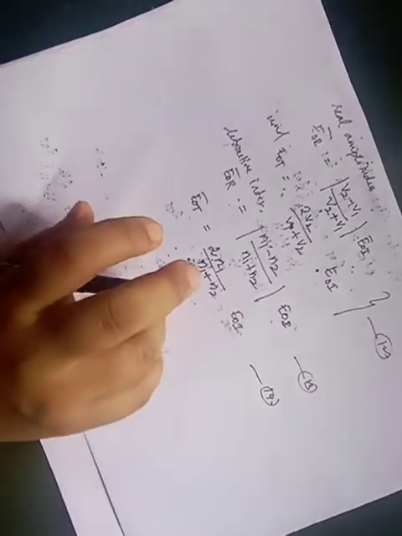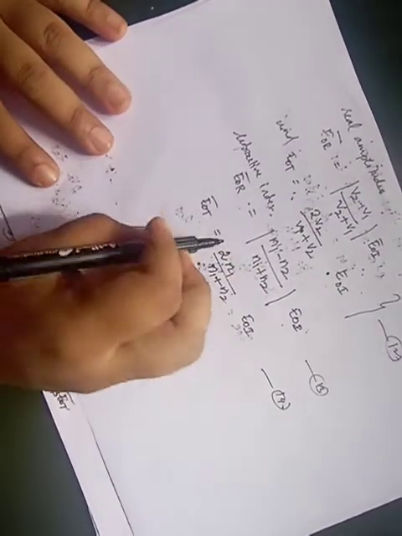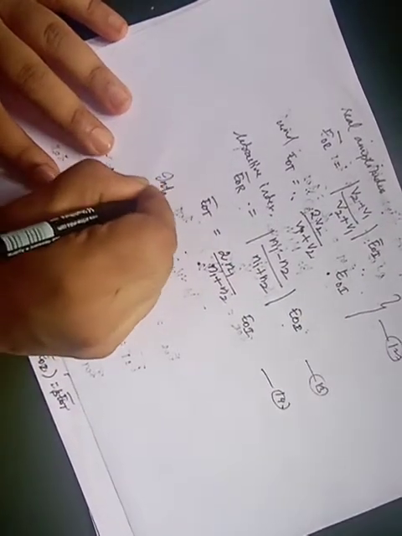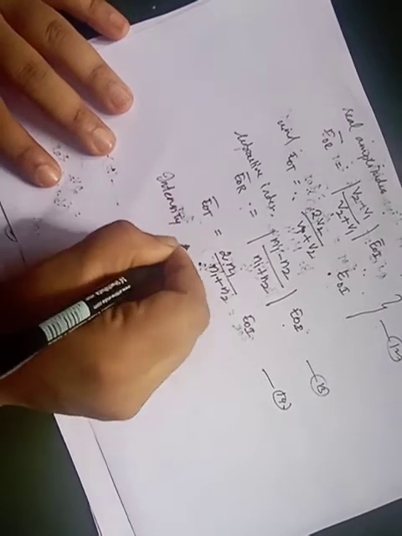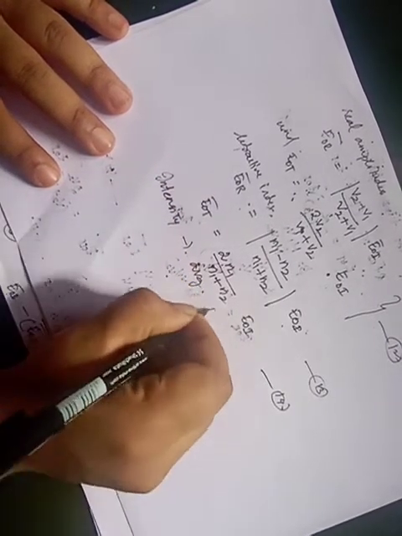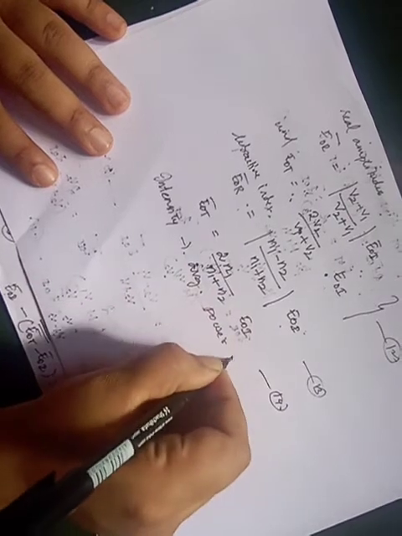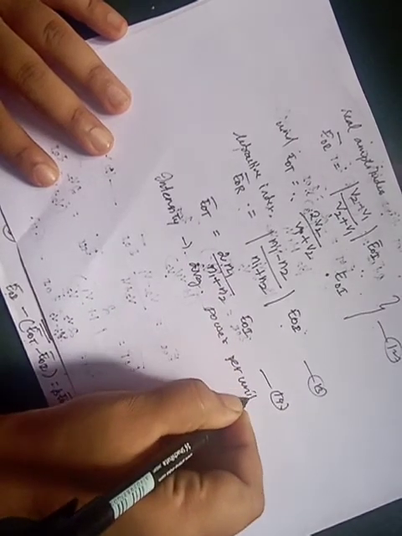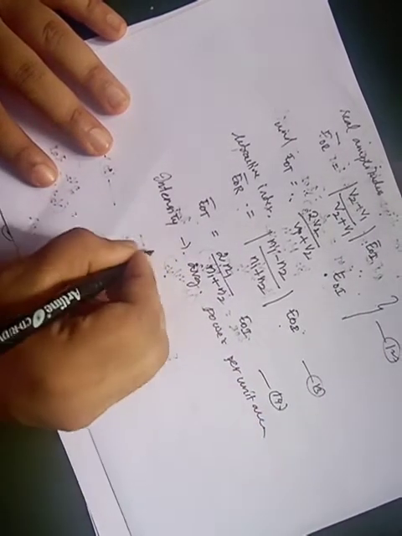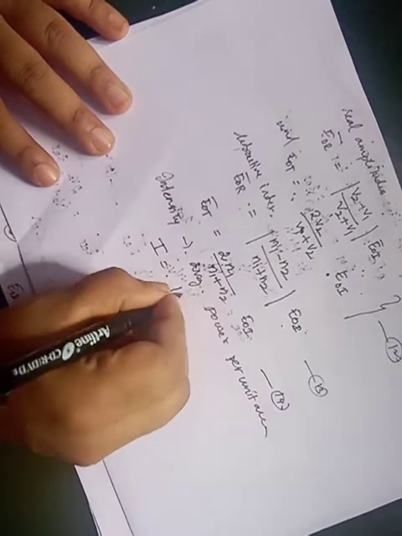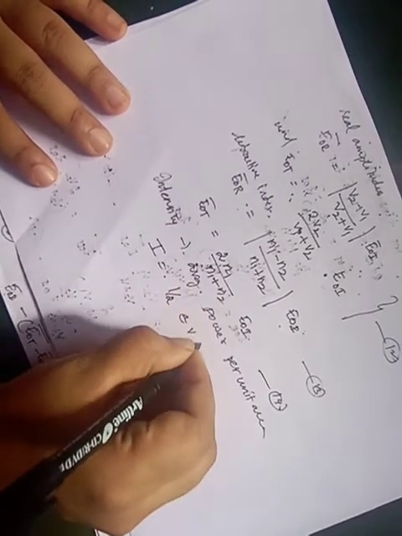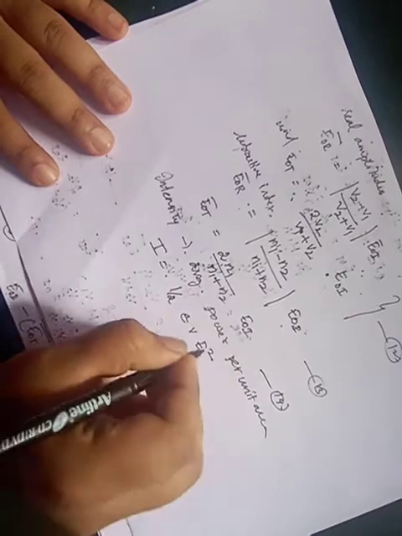And the intensity is given by, the intensity is nothing but average power per unit area. And the intensity here can be written like this, that is I is equal to half epsilon V E naught square. So this is the intensity.